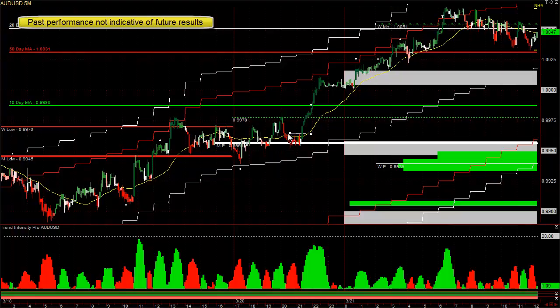This one didn't. It went sideways there for half an hour. This is a nice little sideways rectangle pattern breakout. You get in here, here's your first profit target, here's your second, and in this instance the market took off and went right up to our Fibonacci area, which is a great place to get out of the trade.